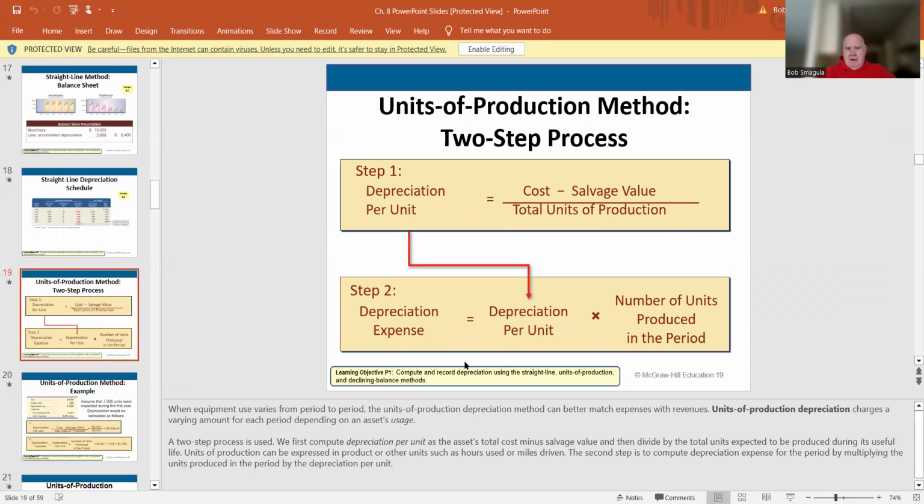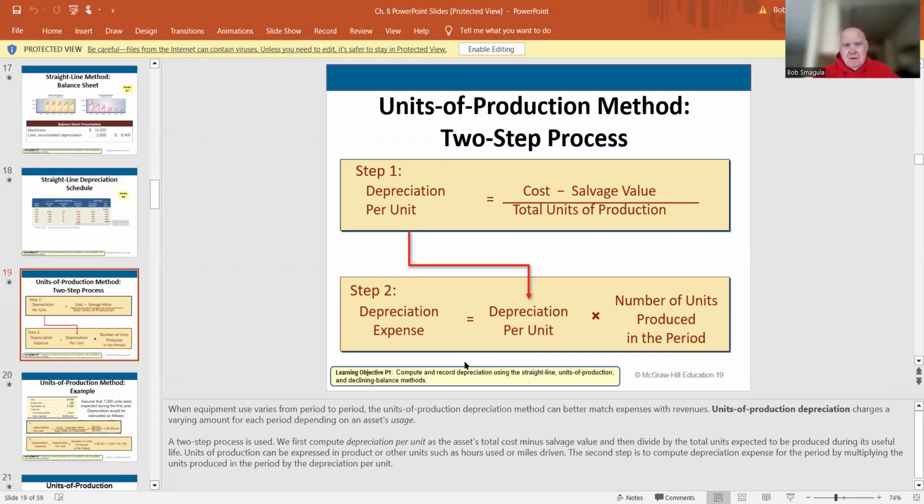Okay, here's another method now. Units of production. This might be suitable for a car or a vehicle. You bought a car for your sales manager, and you say to yourself, this car is going to last 250,000 miles. Under this method, you're not depreciating the cost. You are depreciating the miles, the cost per mile.